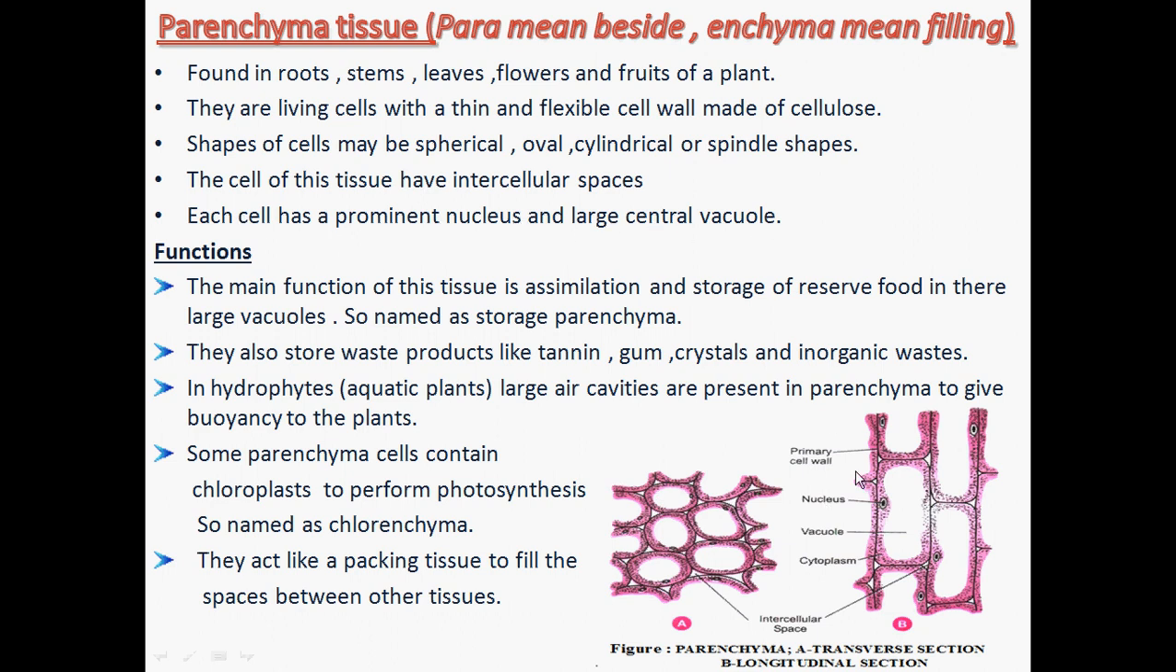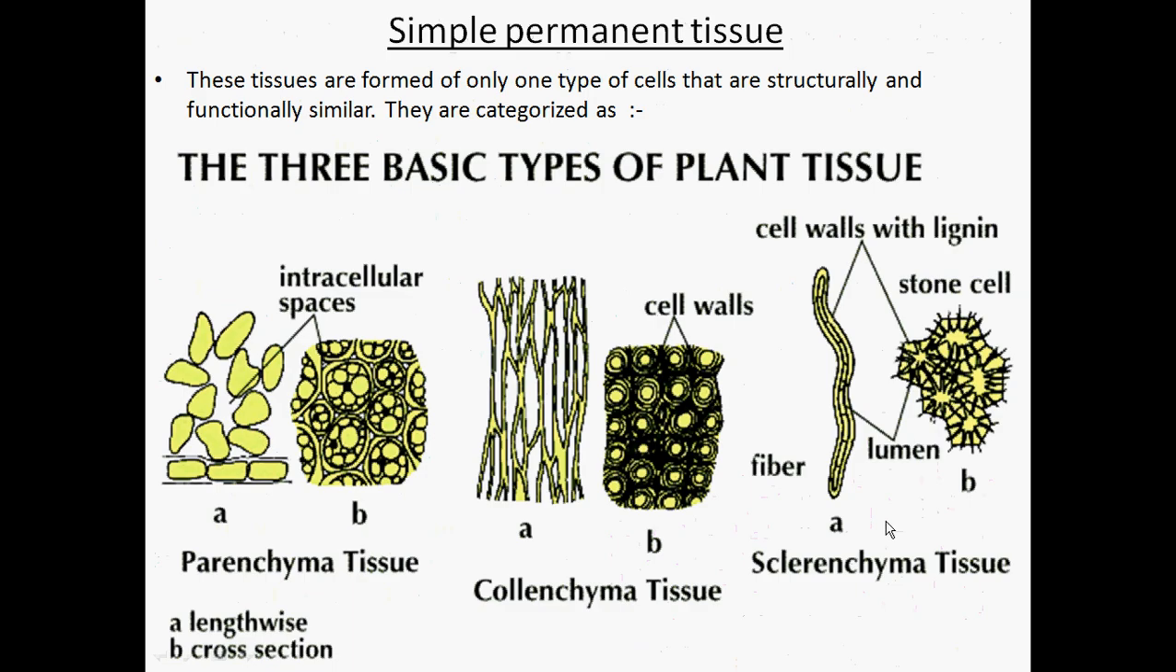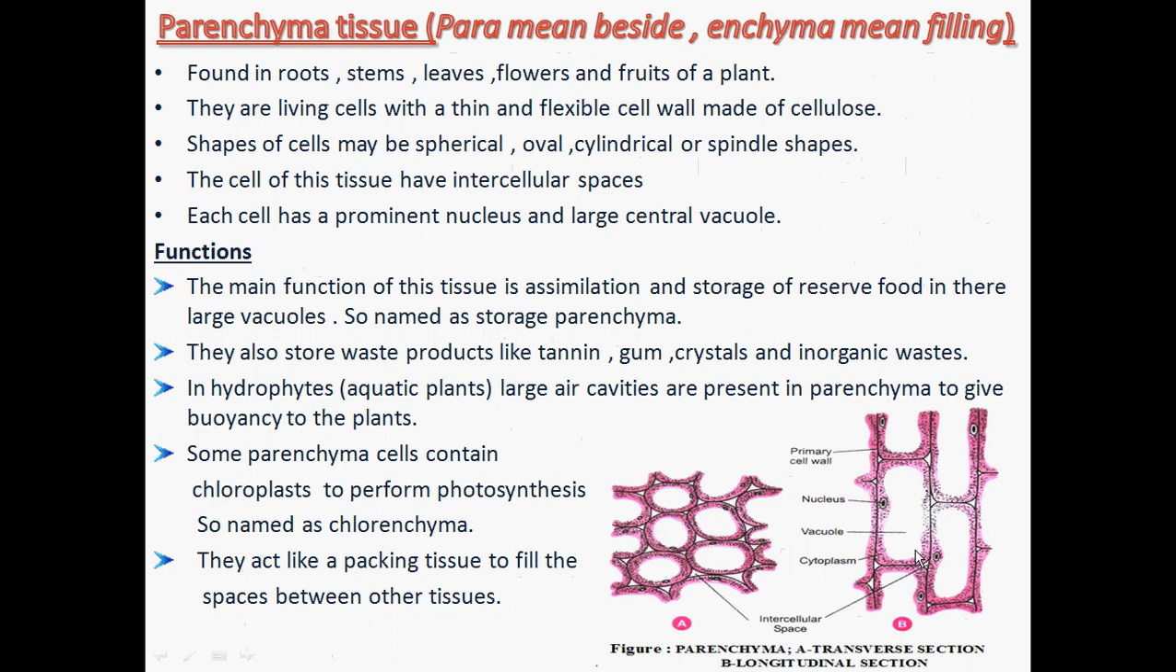You can see in this figure the white color portion is a vacuole and the nucleus is at the periphery. It is marked here, you can see that. This is the nucleus which is marked here, and this is the whitish color vacuole, that is the central vacuole.